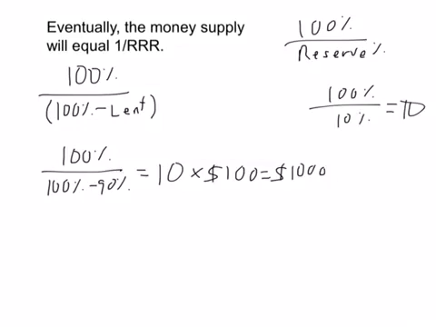So banks are actually required to hold on to some of the money that is deposited with them, and that amount is called the required reserve ratio, or RRR. Actually, there's a little bit of a mistake here. It's not that the money supply will equal 1 divided by RRR, it's that the money supply will equal 1 divided by RRR times the amount of deposits. This, 1 divided by the required reserve ratio, is the formula for the multiplier. The number that we multiply by the deposits to figure out how much the money supply is going to be. In this case, the multiplier was 10.